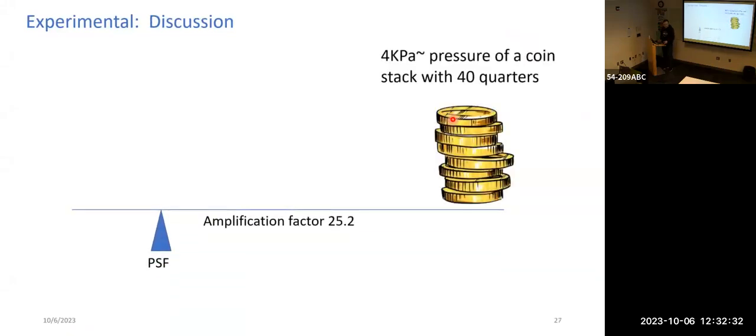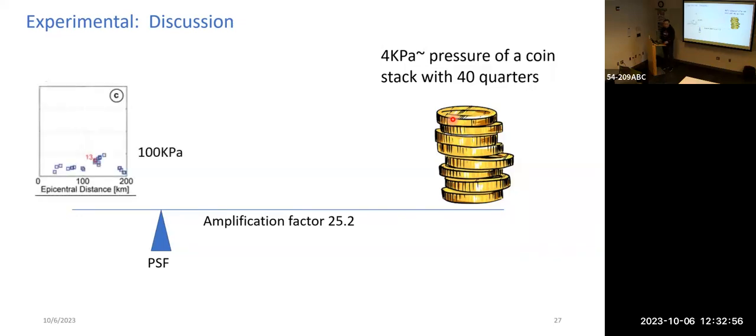And what is the meaning of the pressure amplification? What can we infer from that observation? If we have a stack of 40 quarters, that will cause 4 kilopascal on the table. And if that is amplified by the pressure surge factor observed in our experiment, we will have a 100 kilopascal level of stress change. And that is enough to trigger a volcano eruption.